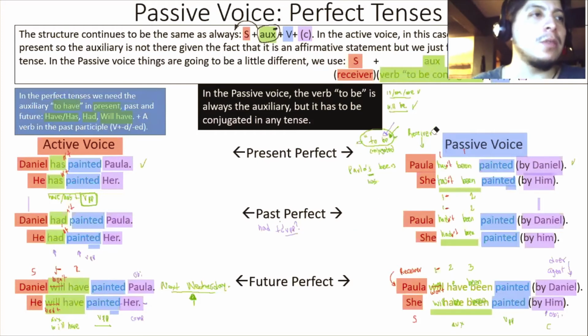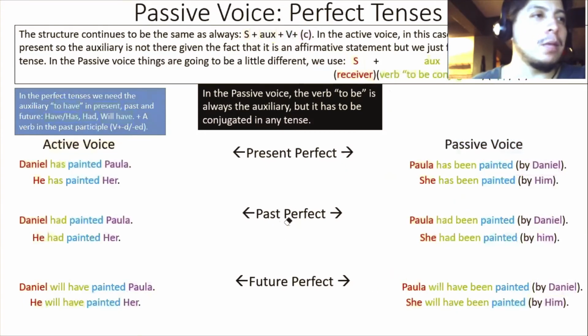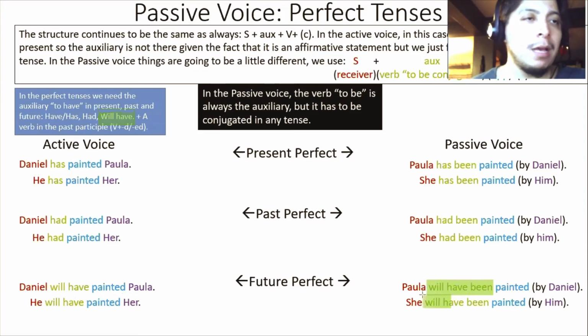Let me just erase everything. Clear all drawings. Okay. This is important. I got confused. The future perfect is not will be. Again, it is will have. I have it here. I don't know why I said will be. It is always will have. We have it here. Will have. So, Daniel will have painted. He will have painted. In the passive voice, will have been.